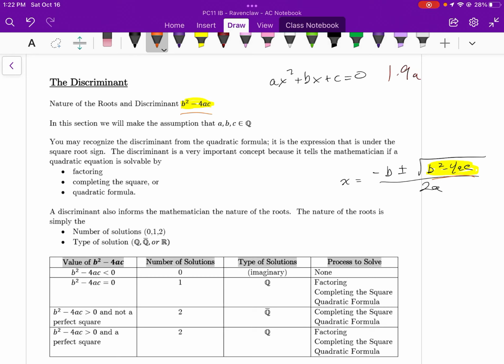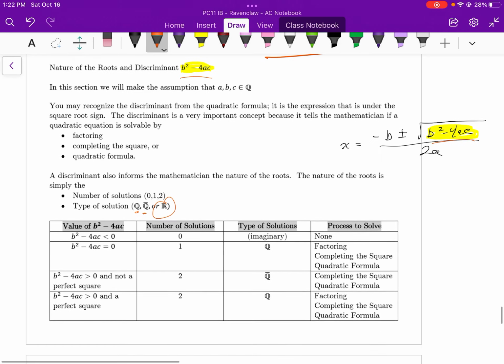A discriminant also informs us of the nature of the roots. Now, the nature of the roots just simply means the number of solutions that an equation has. Quadratic equations can have 0, 1, or 2 solutions. And it tells us if we have rational or irrational solutions. So rational or irrational, and I guess all of them are real solutions.